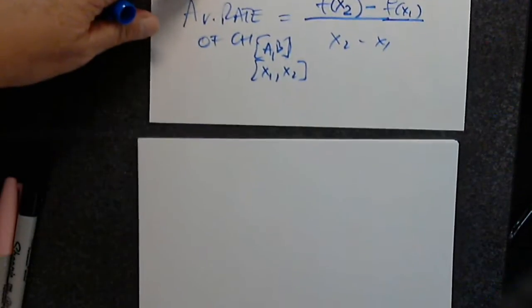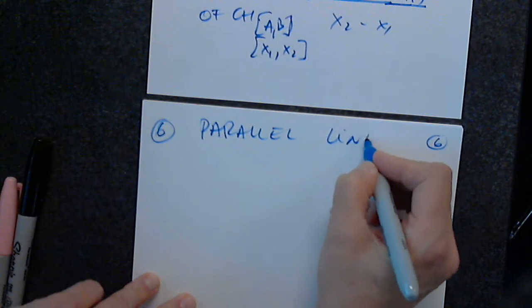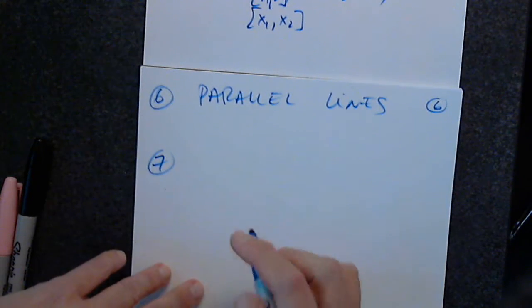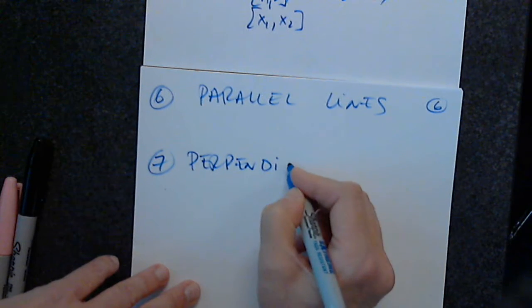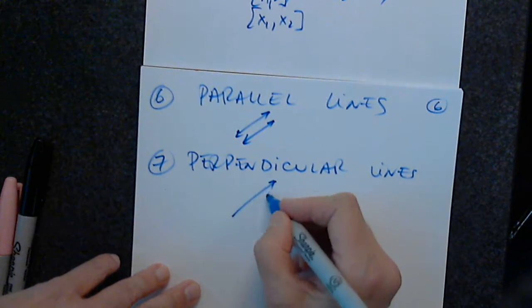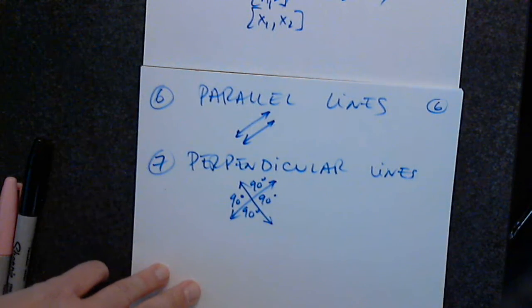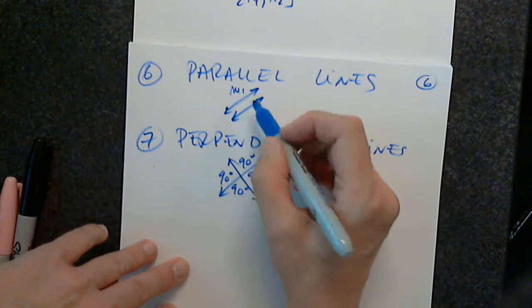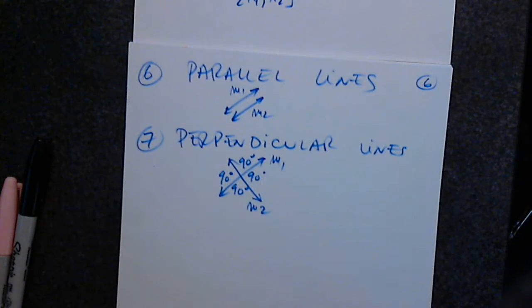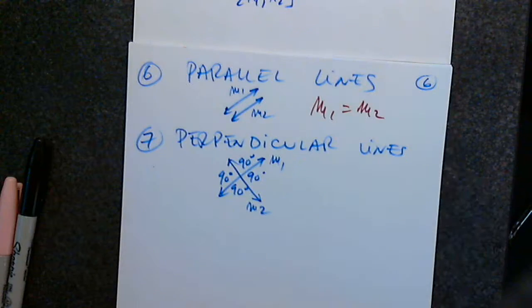Okay, then item number 6, parallel lines. And last one, item number 7, perpendicular lines. So here's an example of 2 lines that are parallel, and here's an example of 2 lines that are perpendicular. They form 4 90-degree angles. What is the relationship between slope 1 and slope 2? What is the relationship between the 2 slopes in the first case? The slope of M. Perfect. Awesome. Indeed. M1 equals M2.